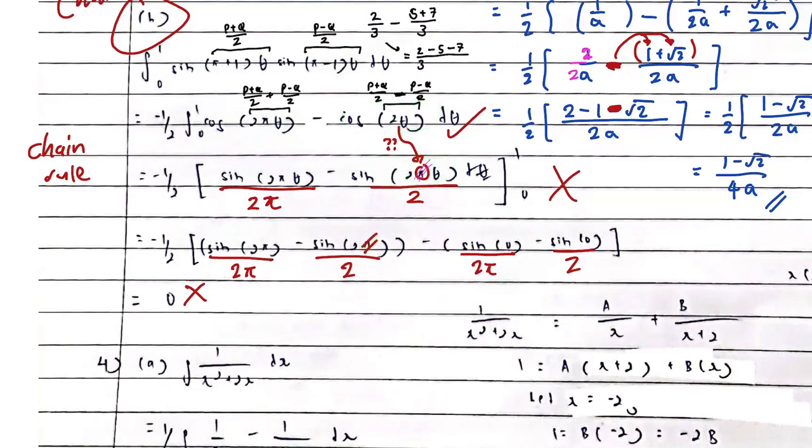In that case, you have divide by 2 pi, divide by 2, divide by 2 pi, divide by 2, sub in the 1, then sub in the 0. Okay, so let's see. Do you understand this working? I haven't simplified it for you, so let's just simplify it now.